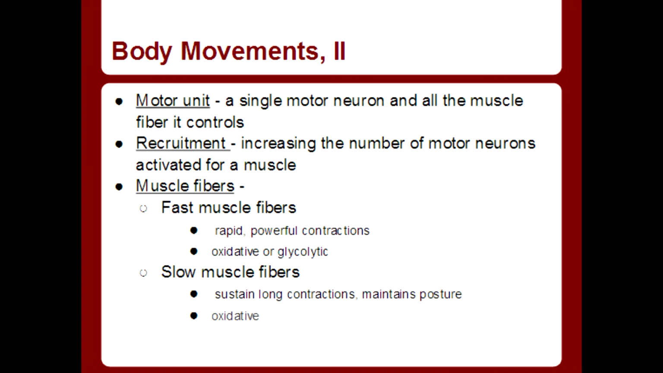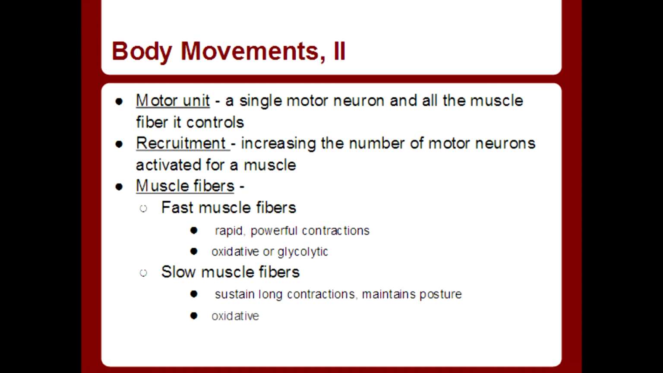More body movements. So a motor unit is a single motor neuron and the muscle fibers that it controls. So basically, a motor neuron has all these muscle fibers, and that unit is just that group. And recruitment is basically just when the number of active motor units increases. So when you have tension in your muscle, it's increased because it's activating more motor neurons that control that muscle.